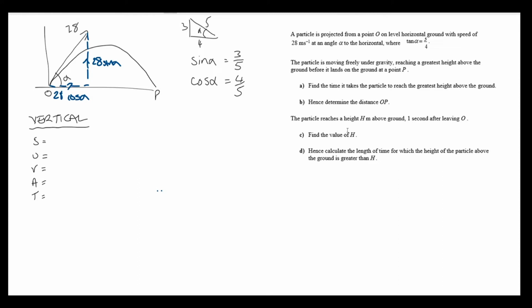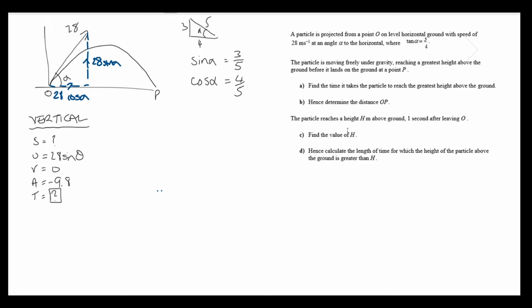So what do we know? We don't know the displacement. We do know the initial vertical velocity is 28 sine alpha, and sine alpha is 3/5. We're waiting for the final velocity, the current velocity, to be 0. We know that acceleration due to gravity is negative 9.8, and we're looking for the time it will take for this situation to happen. So the 4 variables we're working with are u, v, a, and t.